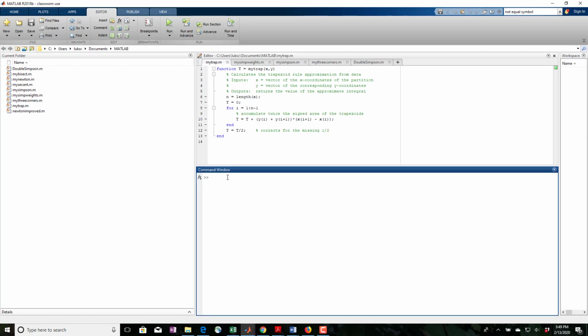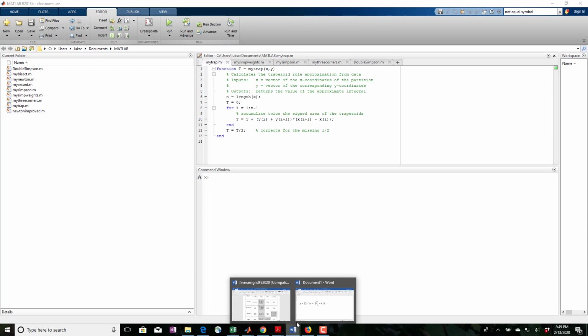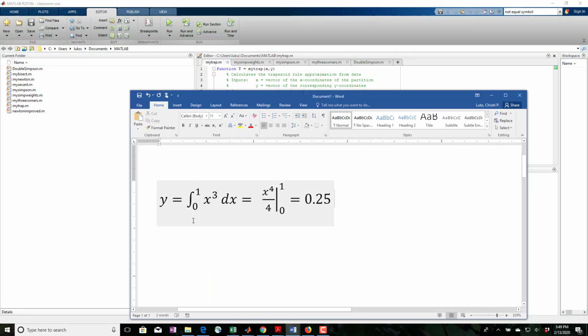So then what we want to do is actually come up with our vector of values. Now what I want us to do is integrate this function here. Really simple one, right? y is the integral from 0 to 1 of x cubed dx. And we know the answer. So we're going to start with something where we know the answer. So x to the 4th over 4 from 0 to 1, and that means my answer will be 0.25. All right, so I know what the answer is going to be if I do this.